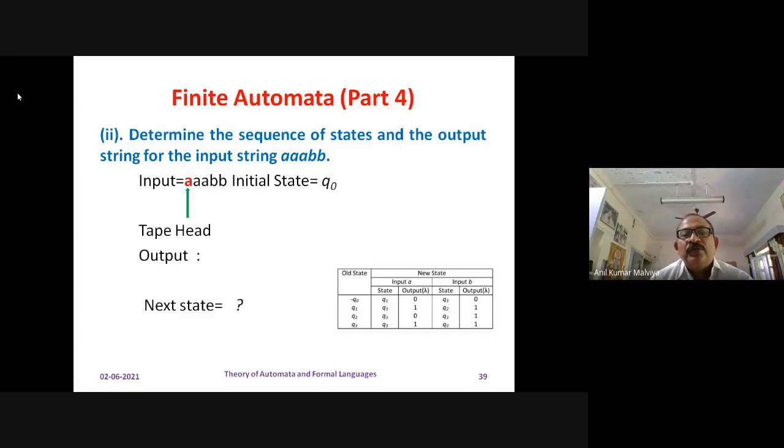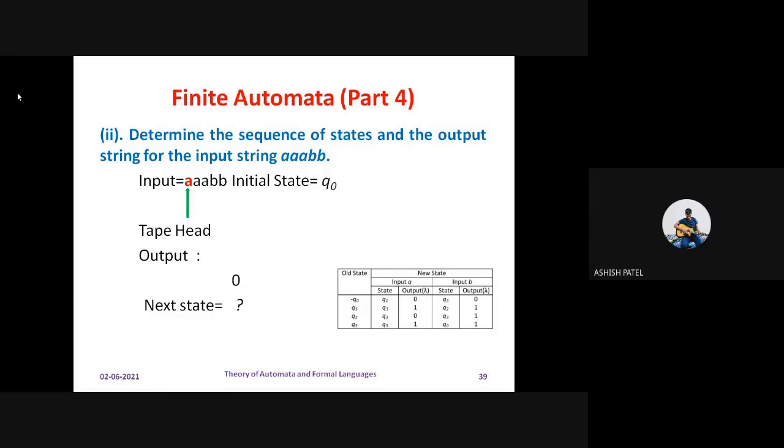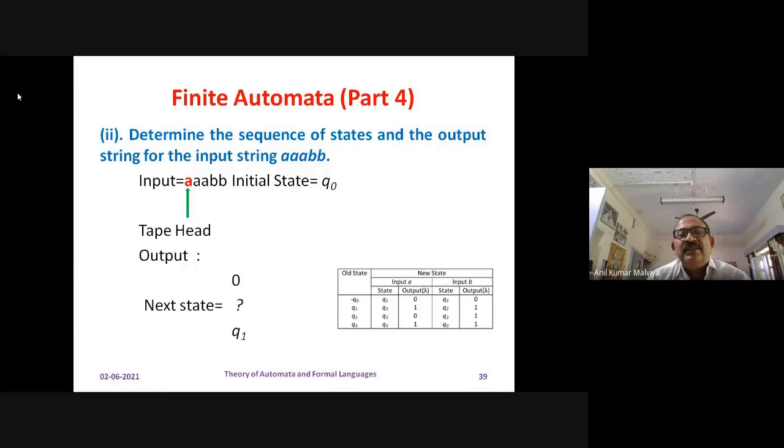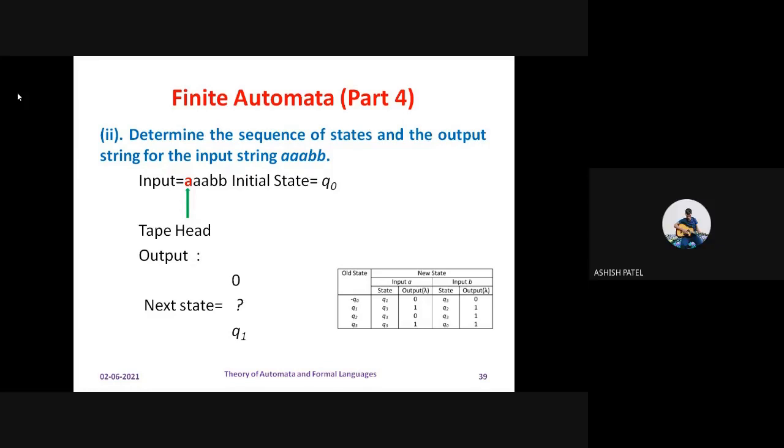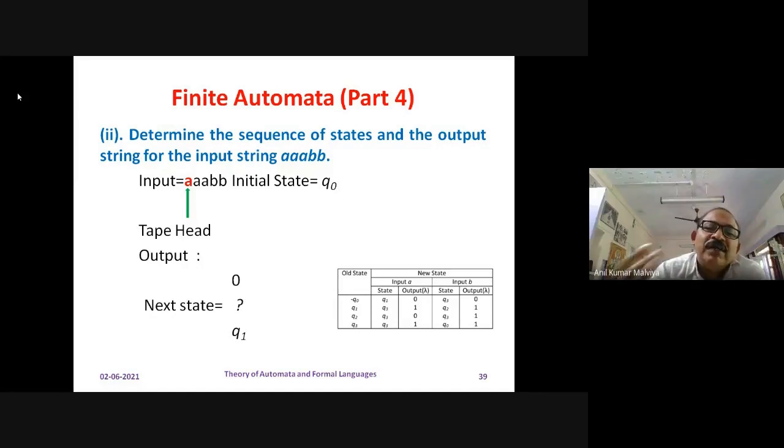What will be the output and what will be the next step? So output will be 0, and next state is Q1. Q1 is the next state. Is it clear? Now, after this, what will happen in a machine? Anyone student having roll number 1 to 17 can give the answer. After this, what will happen? Or you can say, what will the machine do?